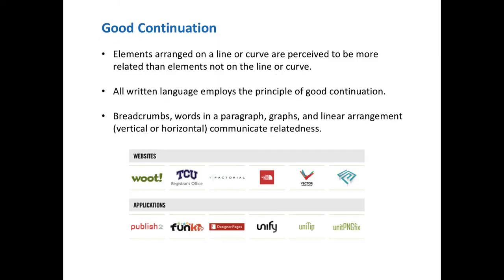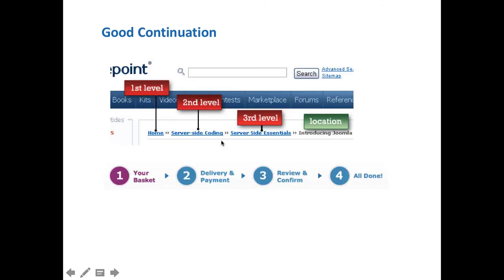Okay, continuation, something like this. You can see elements arranged on a line or curve are perceived to be more related than elements not on the curve. So it means that anything here is related to the website, and anything here is related to the application. So that's how continuation works. Okay, this is another good continuation example: level 1, level 2, level 3, level 4, things like that. This is normally done by a lot of web designers in order to help users understand the information architecture and so on.